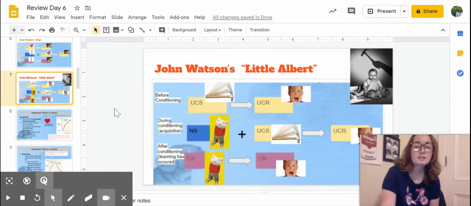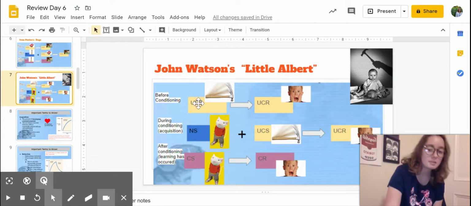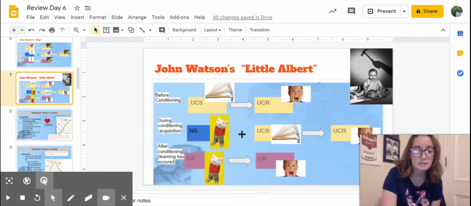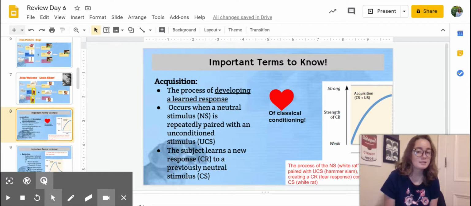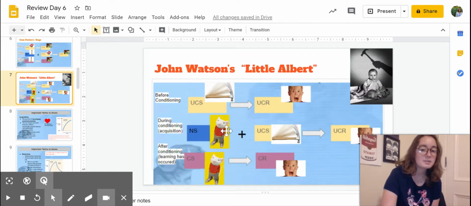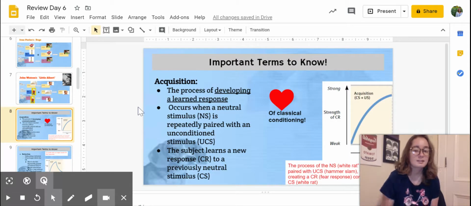It would be good to know what these different responses mean, and if you ever see them applied in an FRQ, know what an unconditioned response is, know what the unconditioned stimulus is, etc. So important terms to know: acquisition is just the process of developing the learned response. It's the pairing of your neutral stimulus with the unconditioned stimulus to cause the unconditioned response. It's the heart of classical conditioning right there.